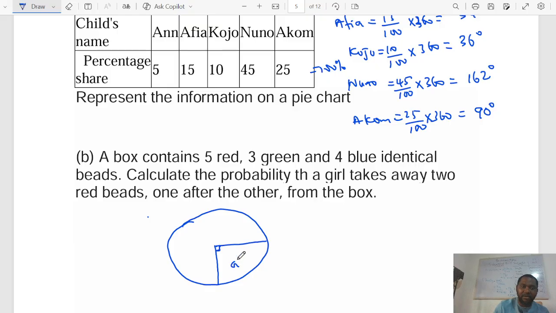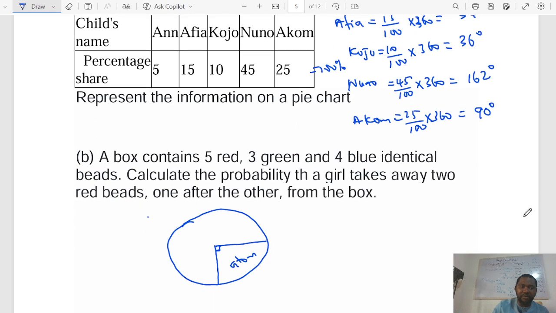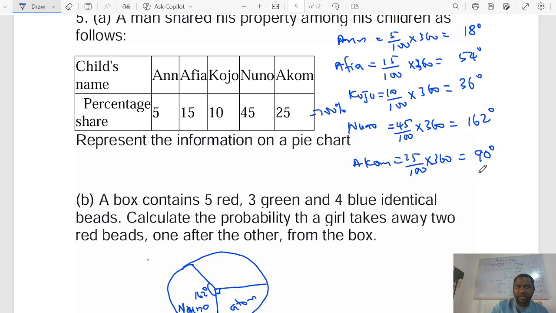90 for Akom. Then the other one, 162 for Nuno, which is quite bigger than 90, so it's going to be something like this. But I advise you to use your protractor. Then here we have 54, 18 and 36. So 54 should be almost up to 36. Then 18 and 36 should be something like this.